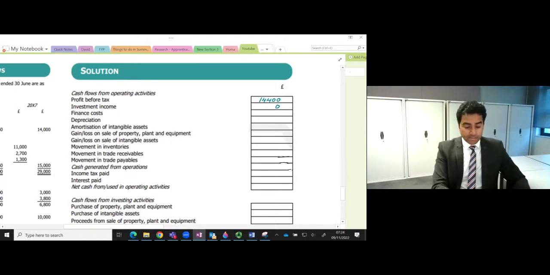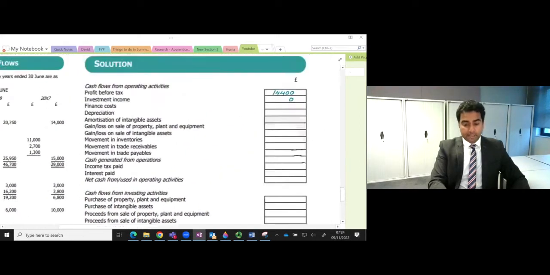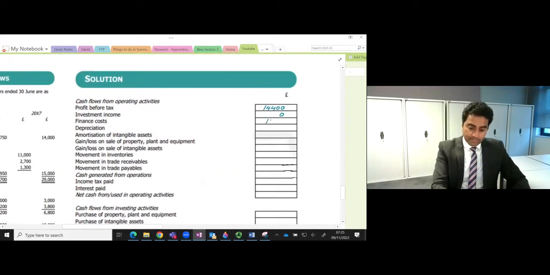Next is the finance cost. So you can see in the income statement of this company that there is a finance cost of £1,000. So I'm going to add it back into the profit.